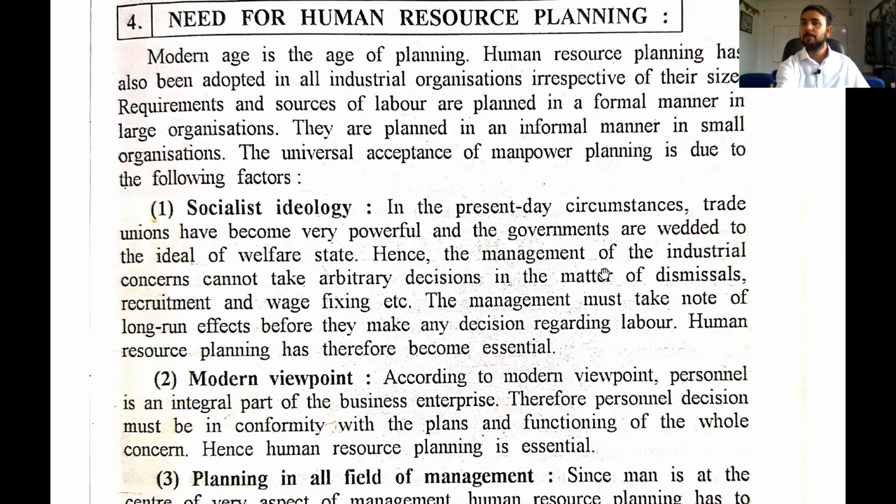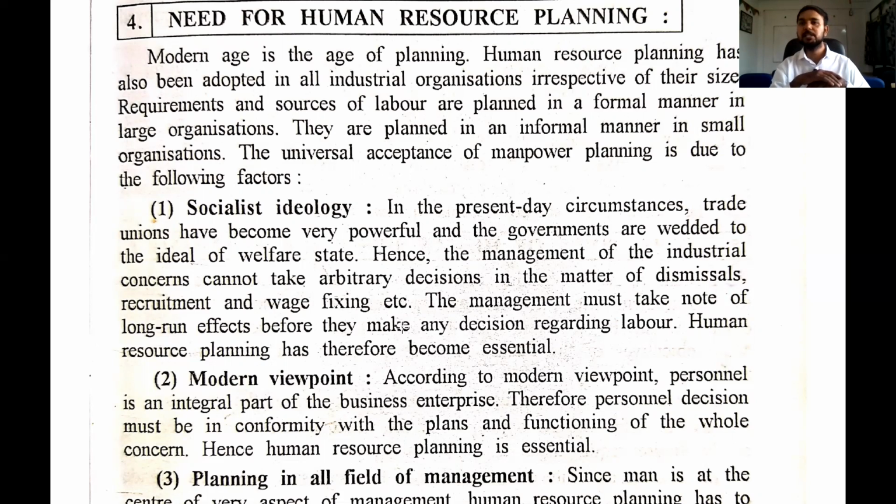Hence, the management of the industrial concern cannot take arbitrary decisions in the matter of dismissals, recruitment, and wage fixing. So, by such policies taken by the government and the trade unions, management cannot take decisions by themselves. They cannot decide the wages of the employees, saying okay, we will give only this much wages, though there are some minimal wage rules. So they need to follow such rules.